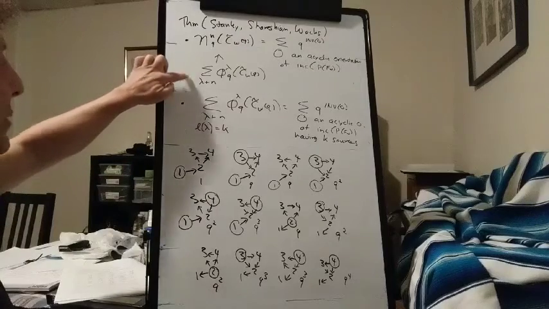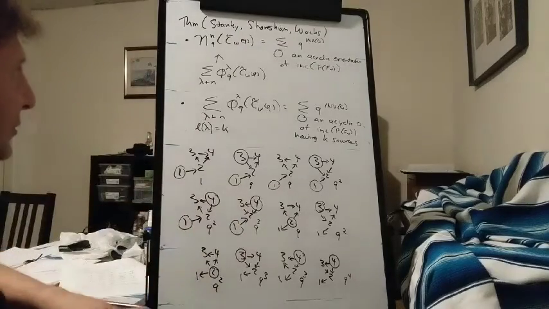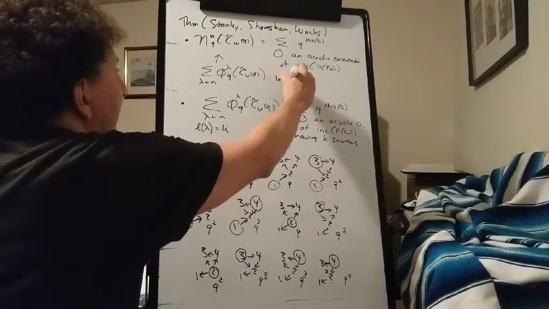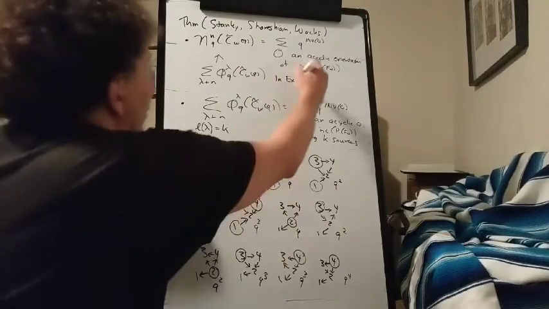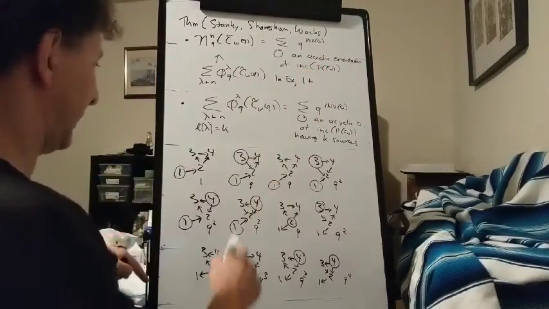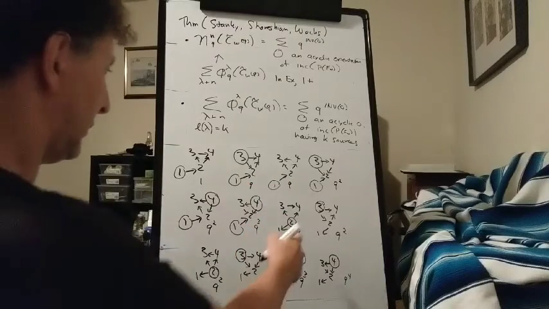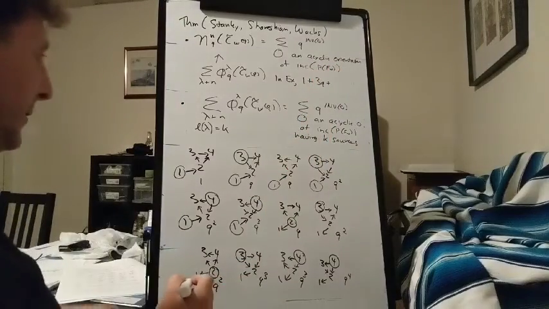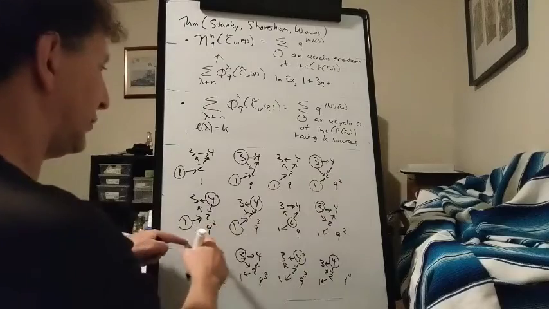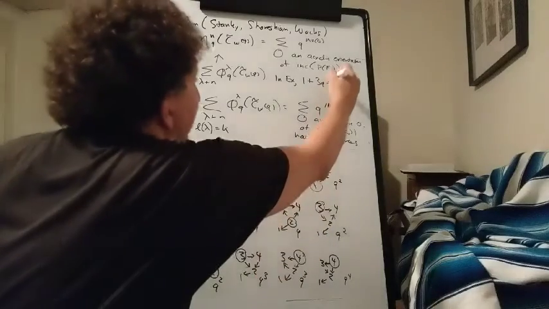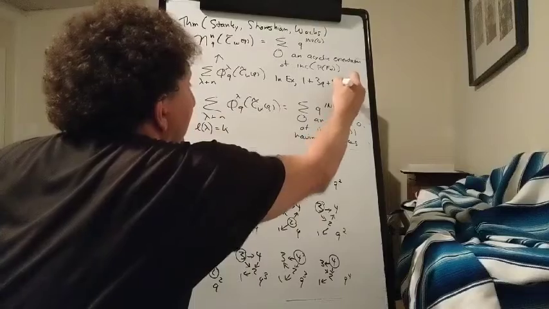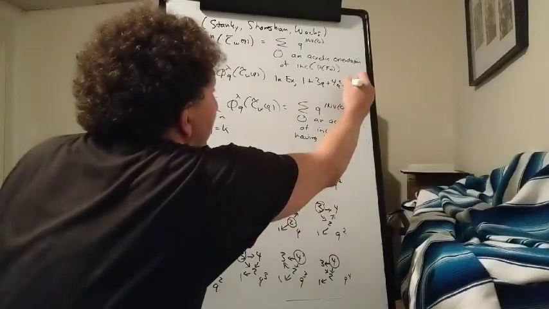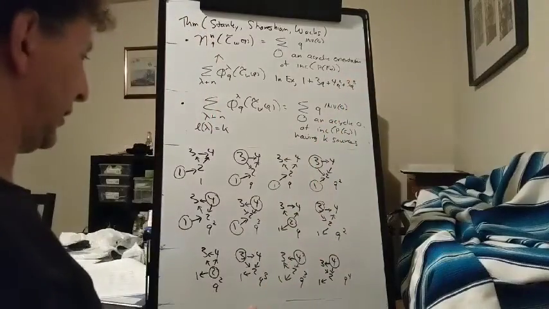Alright, so we know that if we sum up all the monomial trace evaluations, we get this sum of q's. So in the example, this is 1 plus how many q's? 1, 2, 3. And how many q squareds? 1, 2, 3, 4. And how many q cubeds? 1, 2, 3. And how many q to the 4th? Just 1.